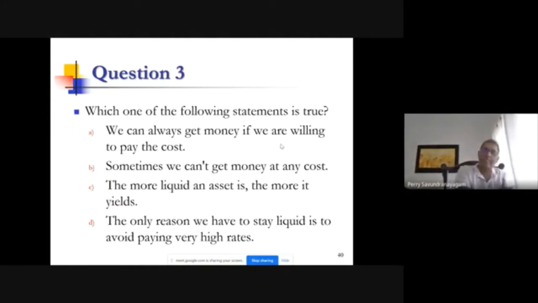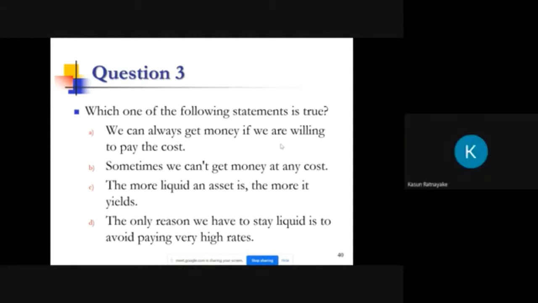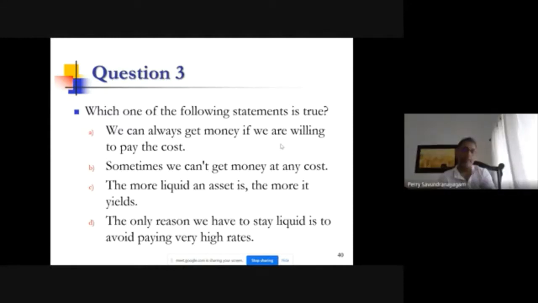Which one of the following statements is true? We can always get money if we are willing to pay the costs. Sometimes we can't get money at any cost. The more liquid an asset is, the more it yields. The only reason we have to stay liquid is to avoid paying high rates. Which one is true? I think B. B. Okay. Anybody else?